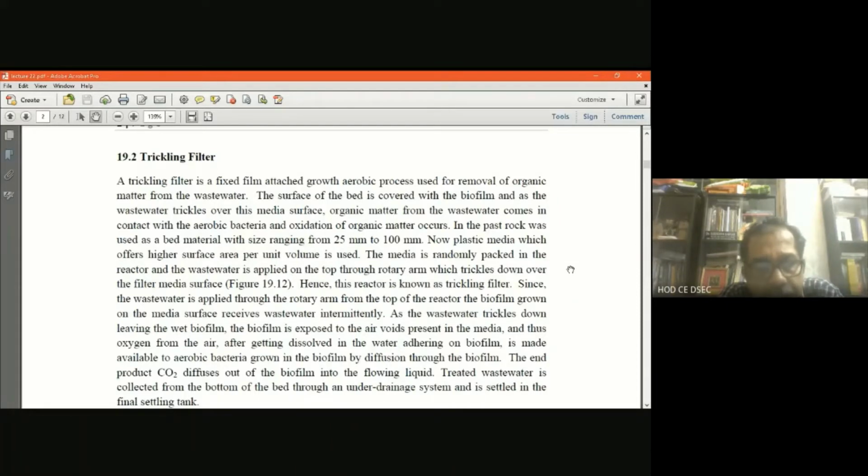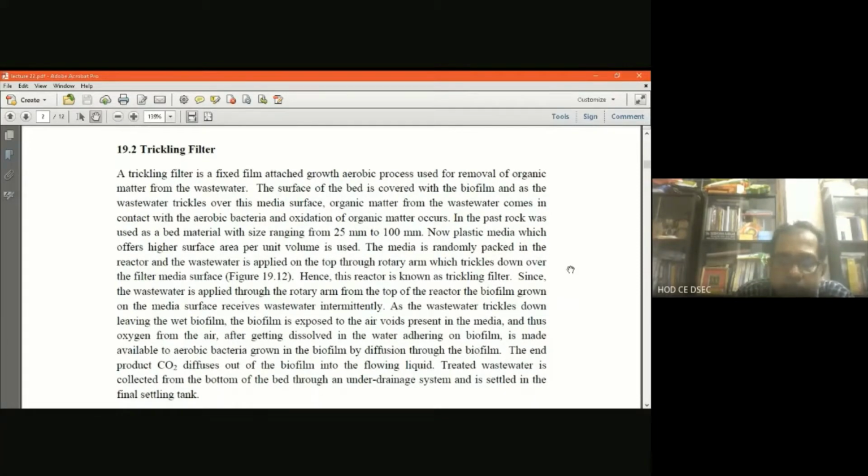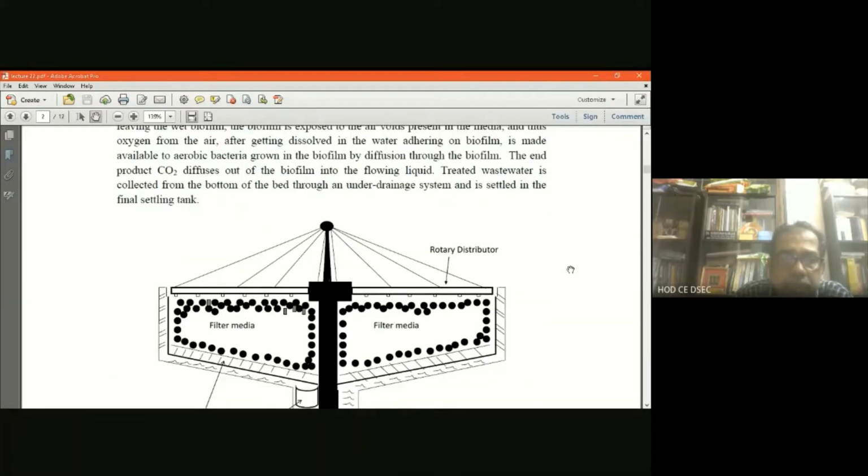The trickling filter is a biological reactor, rather I would say, and it is an example of the attached growth process of the secondary biological treatment of wastewater. Now, what is a trickling filter? So, trickling filter basically, if I show you the photograph first, then you will have an understanding of that.